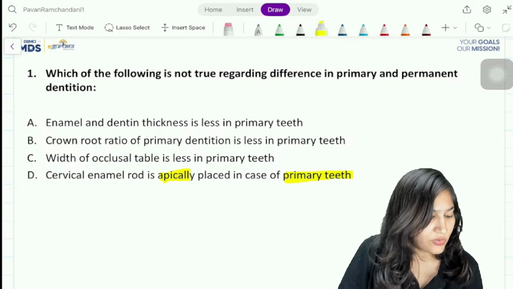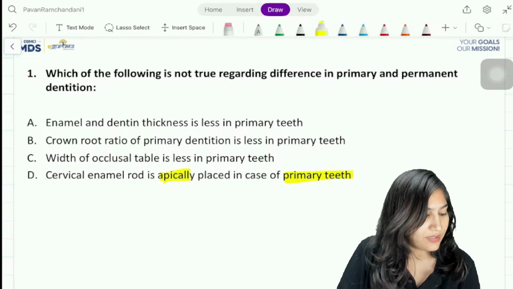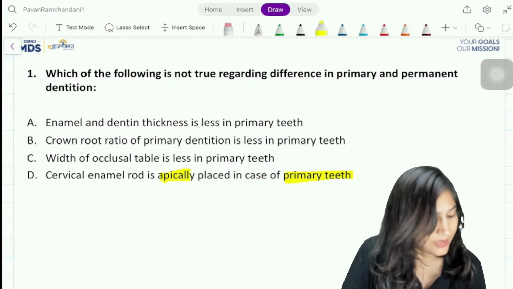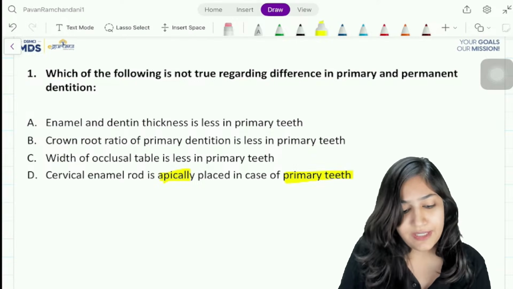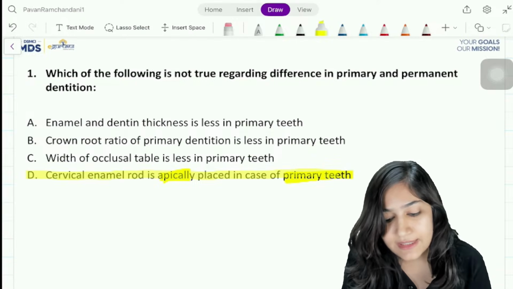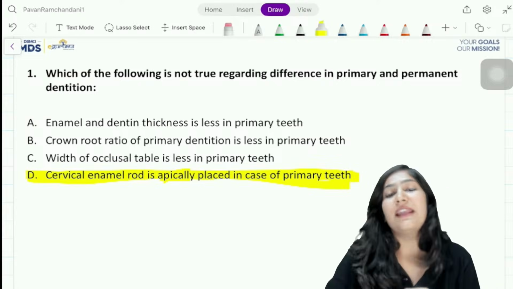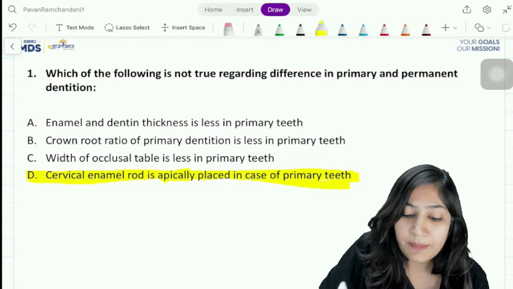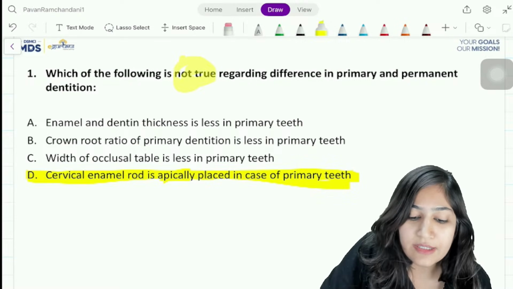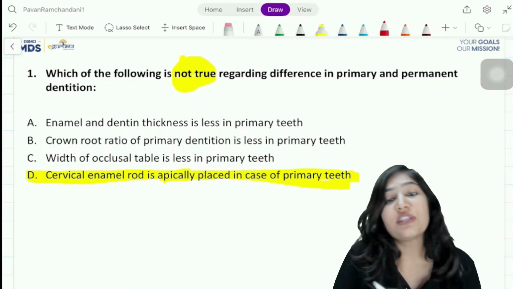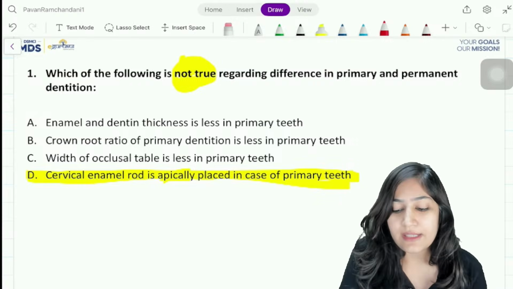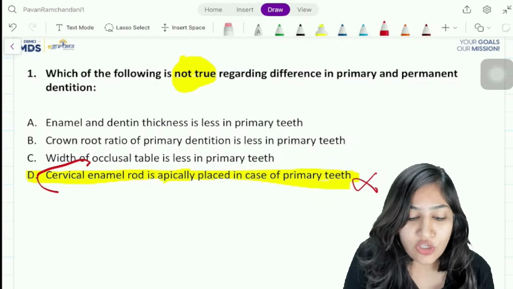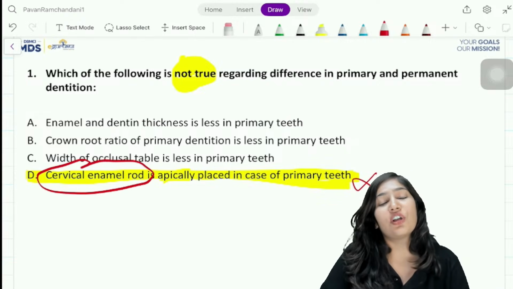Very good evening everyone. I think some of you have given the answer also. Preeti, Nanni, you are correct. Here D is the correct answer. The rest of the options are correct for primary teeth, since it is asked which is not true. The last option is not correct for primary teeth, as the direction of the enamel rods is different in case of primary teeth.